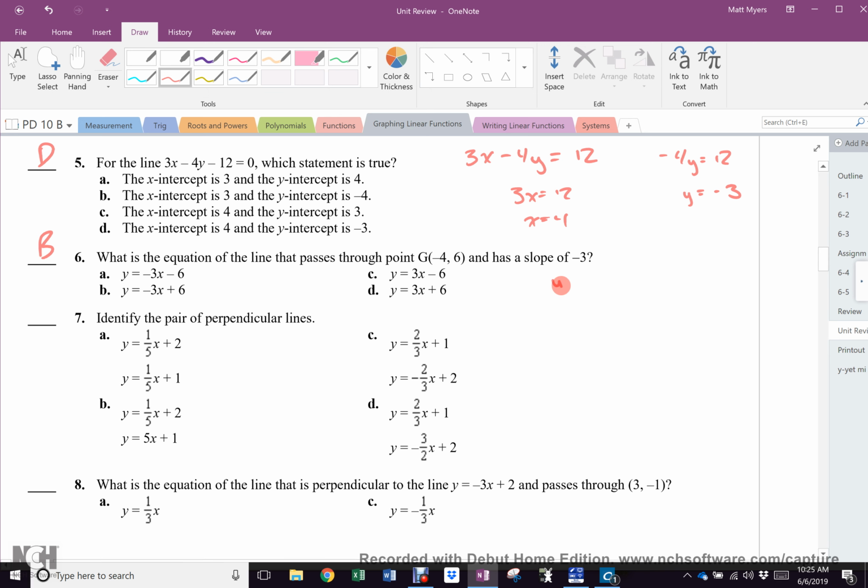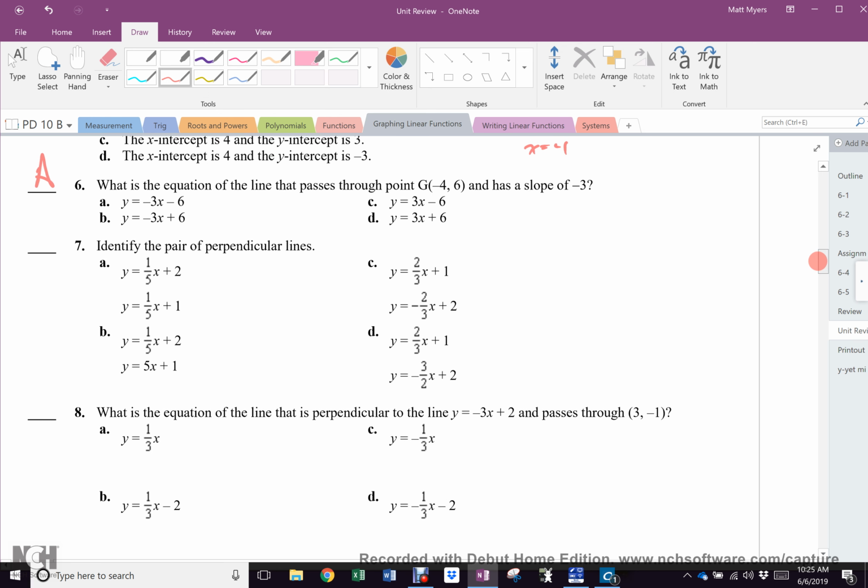I haven't done the math. Let's just check. Y minus 6 equals negative 3 times x plus 4. Negative 3 times 4 is negative 12. Negative 12 plus 6 is negative 6. It's not B. It's y equals negative 3x minus 12 plus 6. It's y equals negative 3x minus 6, which is A. Well, well, well. I guess all those B's should go back to the hive.